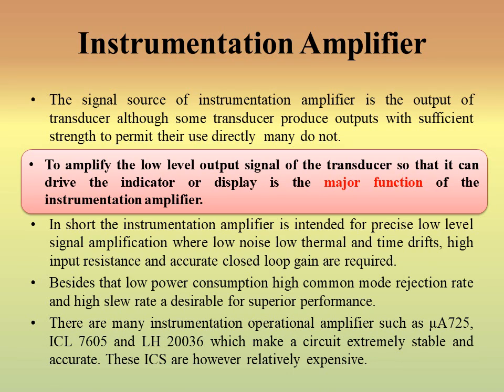There are many instrumentation operational amplifiers such as MUA 725, ICL 7605, LH20036. When these ICs are applied in a circuit, they make the circuit stable and give very accurate readings, but these ICs are relatively expensive. So these are used where the quality is to be maintained at any cost.